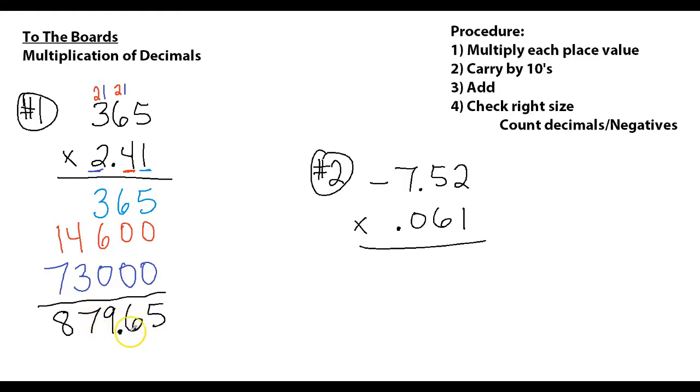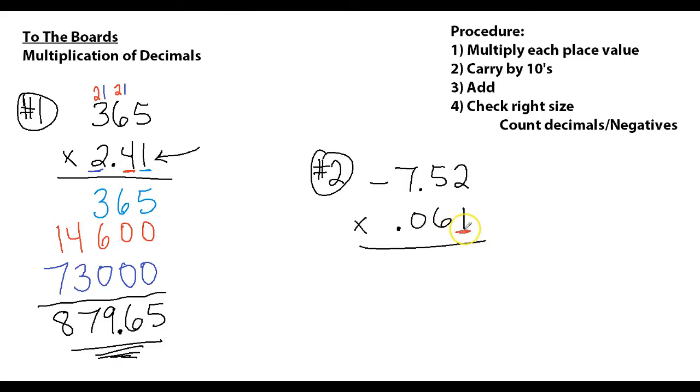879.65. I'm going to put the decimal place here because I originally had 2 decimal place values in my question. So I need to have 2 in my answer. It was a positive times a positive, so my answer ends up being positive. So that right there, 879.65, is the answer. Let's see how you did on the next one.